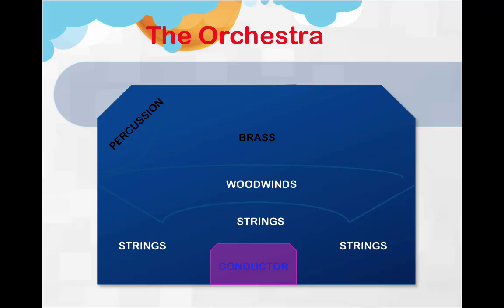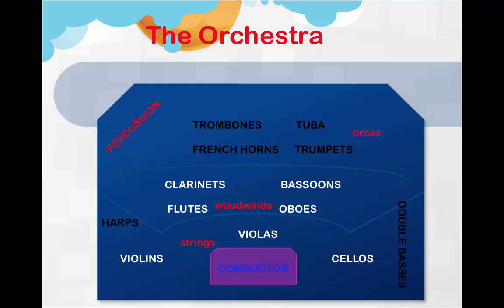Behind the strings are the woodwind instruments, and we'll talk about what these are in a moment. Behind the woodwinds are the brass instruments. And behind the brass, off to the side, are the percussion instruments. So the four categories: strings, woodwinds, brass, and percussion. Now, you are responsible for those instrument categories, and I do also want you to know the instruments within those categories.